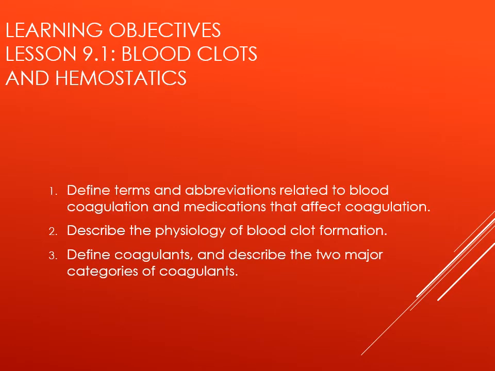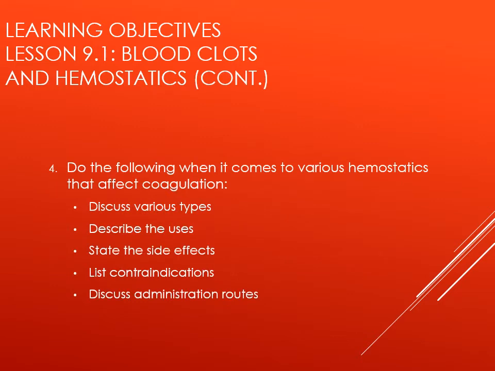So some different things we're going to cover today. We're going to look at some different terms and abbreviations. We're going to talk about the physiology of a blood clot, and we're going to define some other terms as well. We will also discuss some various types of hemostatic agents, how they're used, different side effects, any contraindications, and how they are administered.